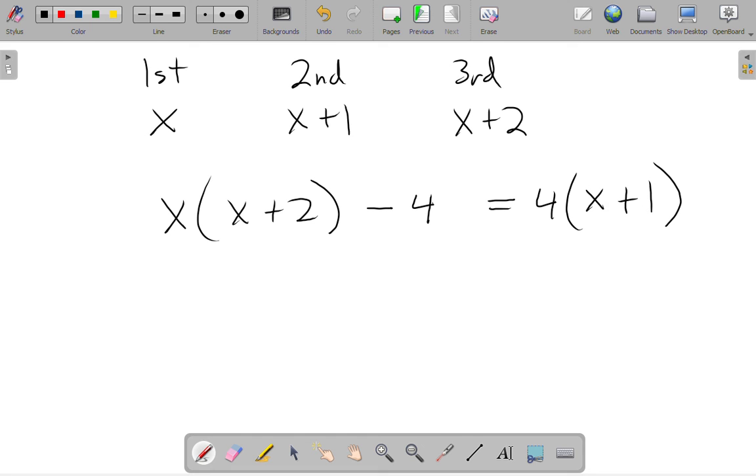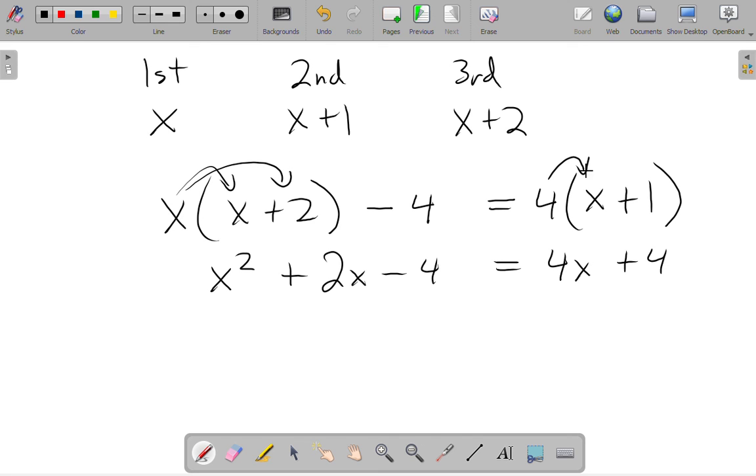So it's very similar to the other ones we've done, except for the fact that we're multiplying two of the integers together. And when we do that, we end up getting a squared term. So x times x is x squared, x times 2 is 2x, minus 4 equals 4x plus 4, because this also is the distributive property. Anytime you're solving a quadratic equation, it's probably best to move everything to one side, because this will work for completing the square and another method we're going to learn later.